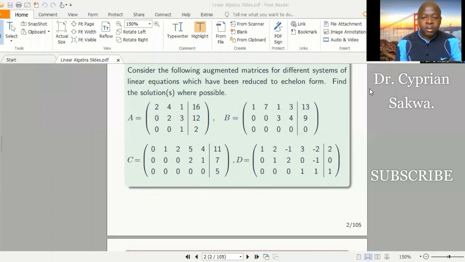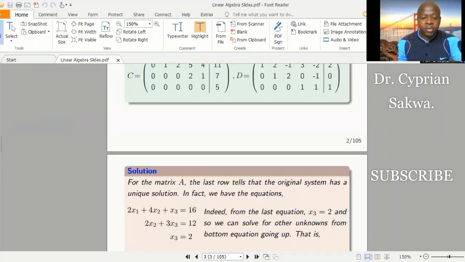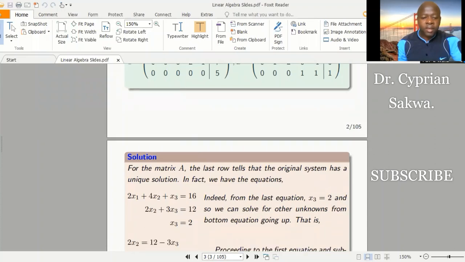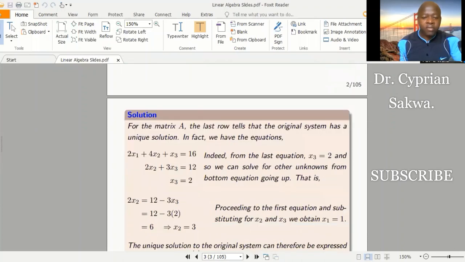So let's see what I said about the system for this matrix A. I said that for matrix A, the last row tells that the original system has a unique solution. In other words, has one solution. In fact, just as I've done before, we can extract the equations, and this is what we have. And so when I solve, from the bottom, x3 is 2. And so going up to this equation, we can make x2 the subject and substitute x3. So that is 2x2 equals 12 minus 3x3. But x3 is 2. So that means 2x2 will be equal to 6, or x2 is 3.